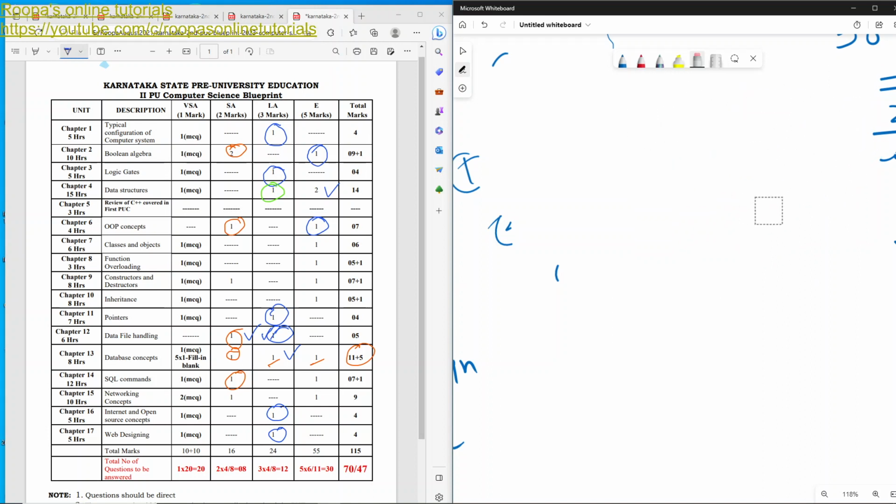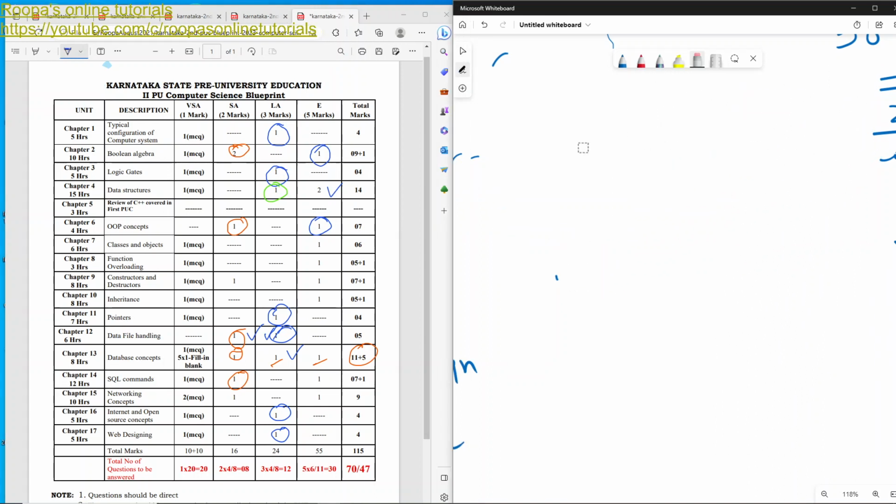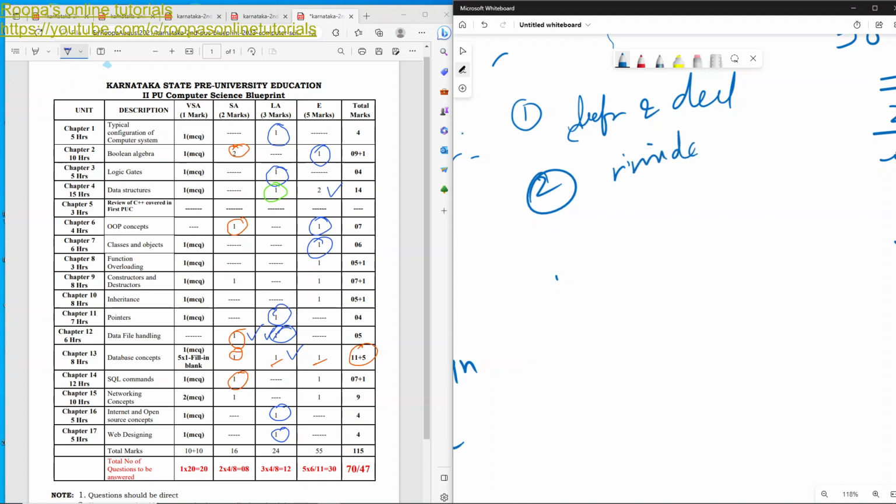But yes, scoring marks definitely comes from your C++. So you have classes and objects. Here 3 questions are very important. One is class definition and declaration, with syntax and example. The second one is member function inside the class. And the third one is member function outside the class. Apart from that, yes, you may have other questions regarding the access specifiers. But with these 3 questions, you can score 5 marks here.